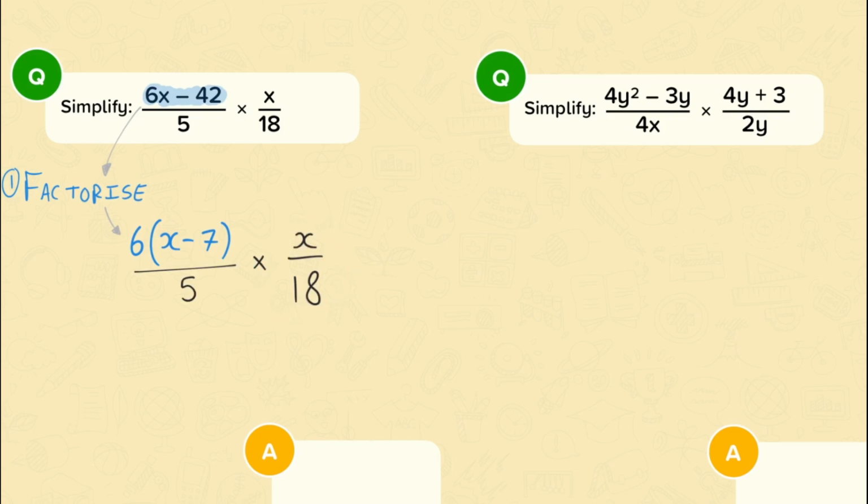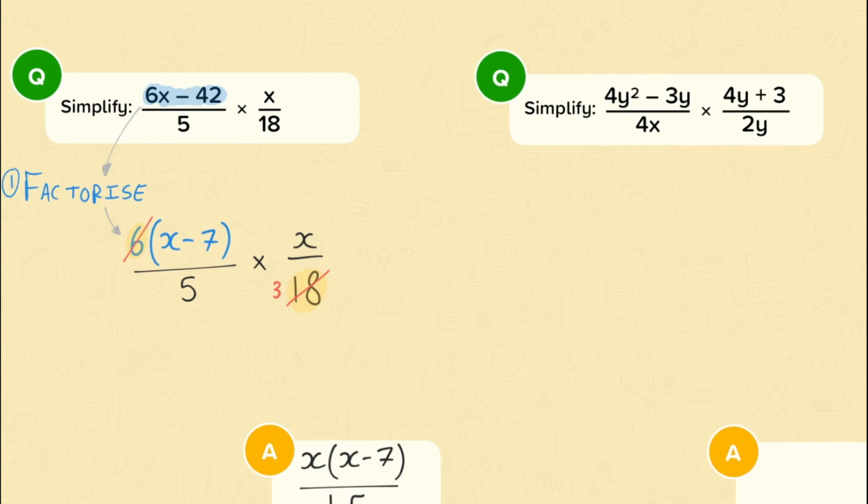The reason we want to factorize is now cancelling common factors becomes much easier. Let's look at this 6 and this 18. I can divide both by 6, so this 6 cancels, and the 18 becomes 3. Now we can multiply the numerators and the denominators. So the numerator, x brackets x minus 7, close brackets, that's over 15.